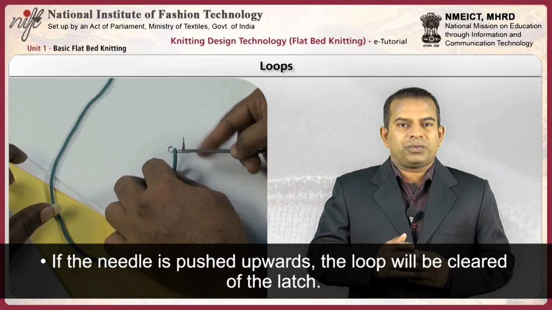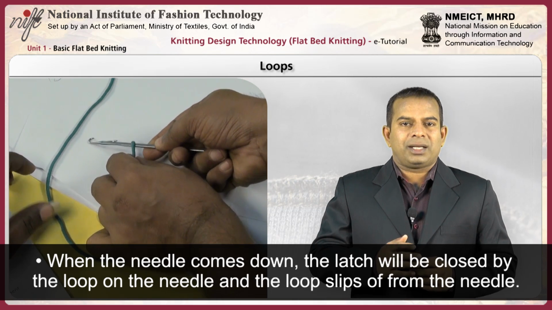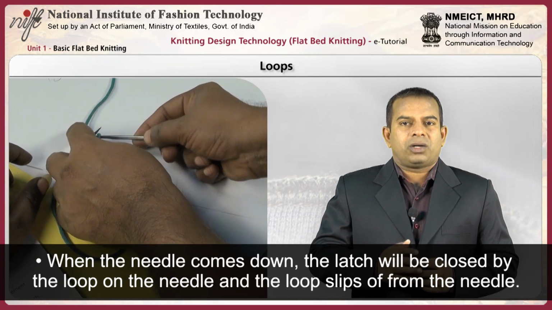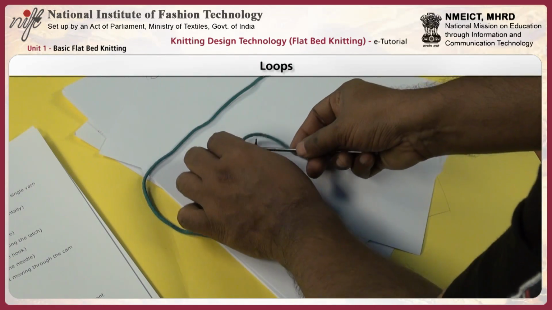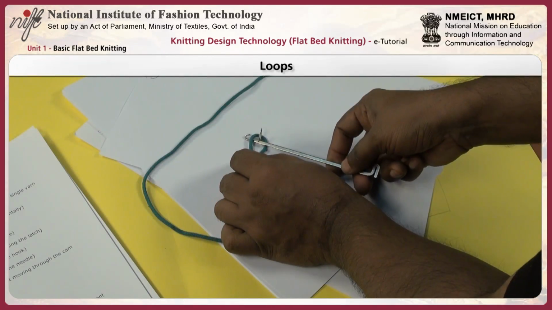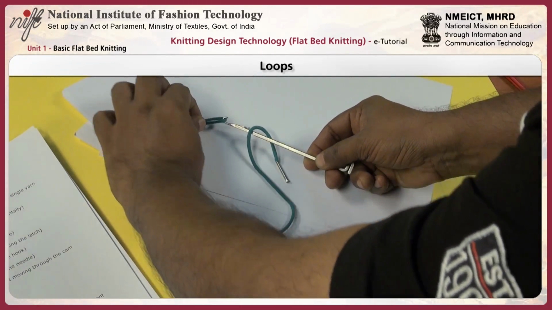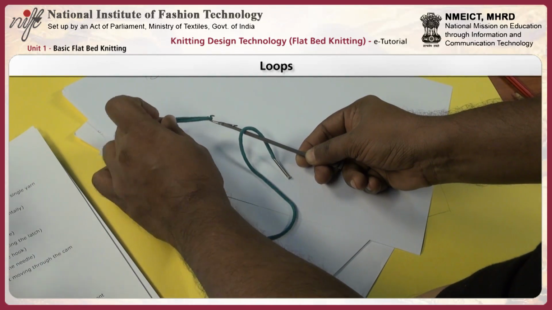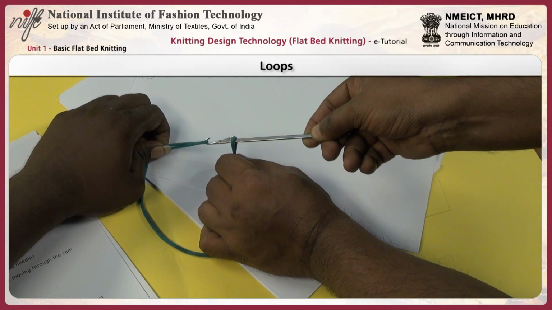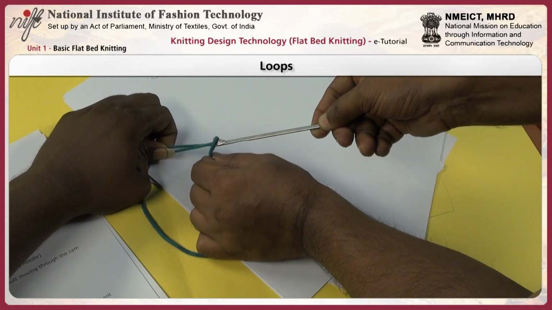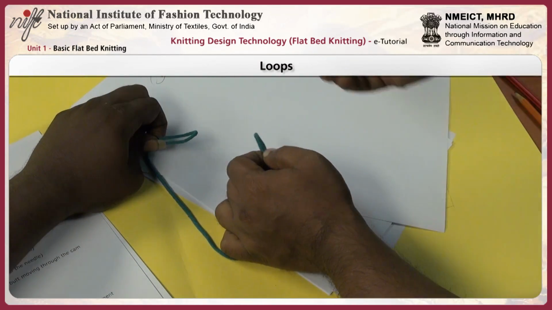If the needle is pushed forward enough, the loop will be cleared of the latch. Now, when the needle comes down, the latch would be closed by the loop on the needle and the loop slips off from the needle. So, when this needle goes up, it catches the new thread. Hold it. Just hold it here. And when this needle comes back, this loop slips over, creating a loop structure.